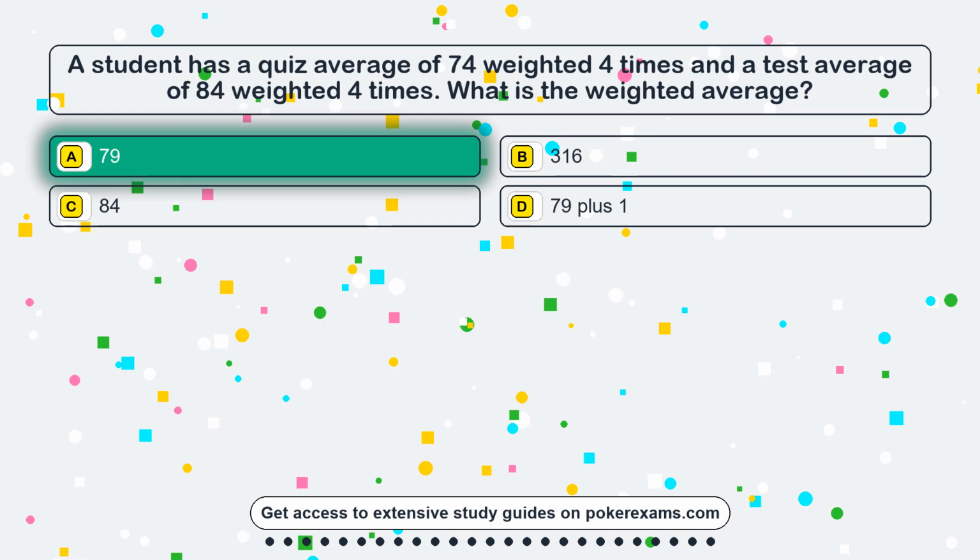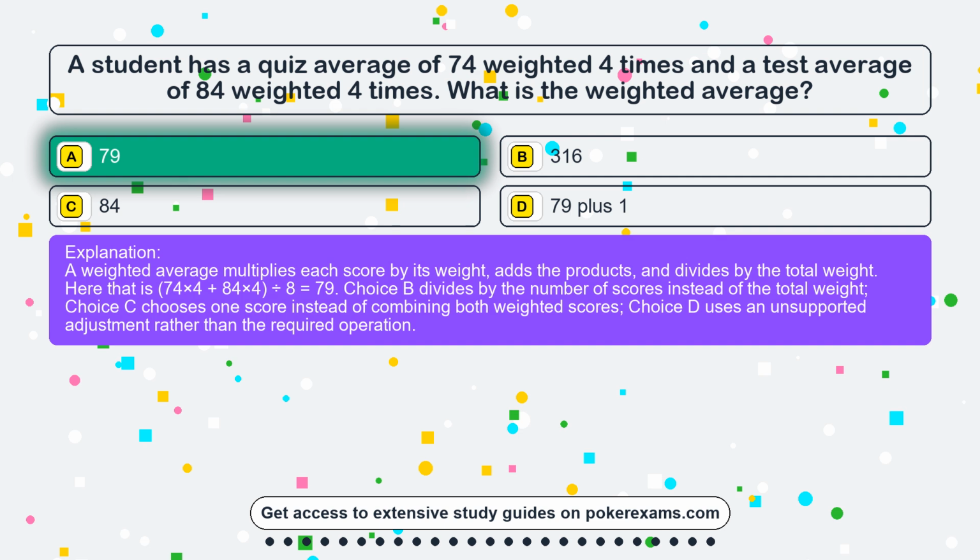The correct answer is option A, 79. A weighted average multiplies each score by its weight, adds the products, and divides by the total weight. Here that is, 74 times 4 plus 84 times 4, divided by 8 equals 79. Choice B divides by the number of scores instead of the total weight, choice C chooses one score instead of combining both weighted scores, choice D uses an unsupported adjustment rather than the required operation.